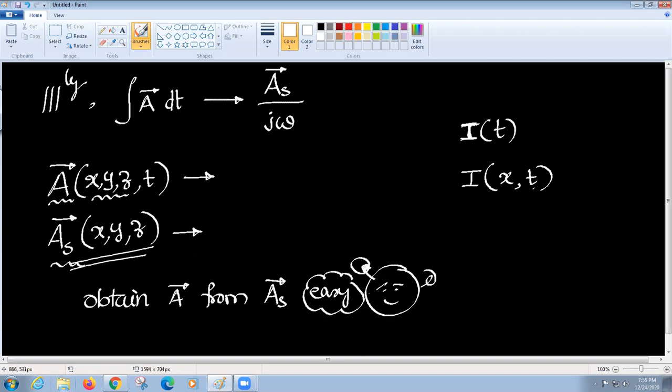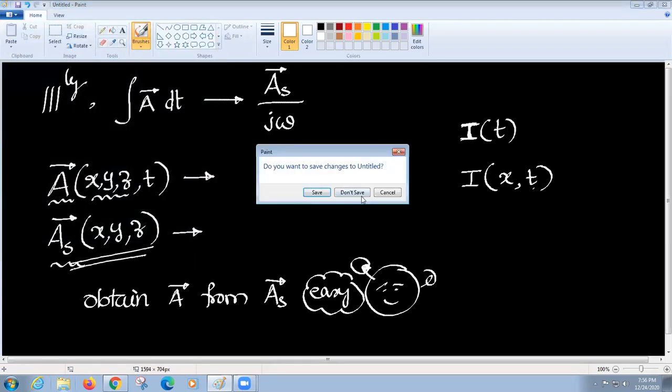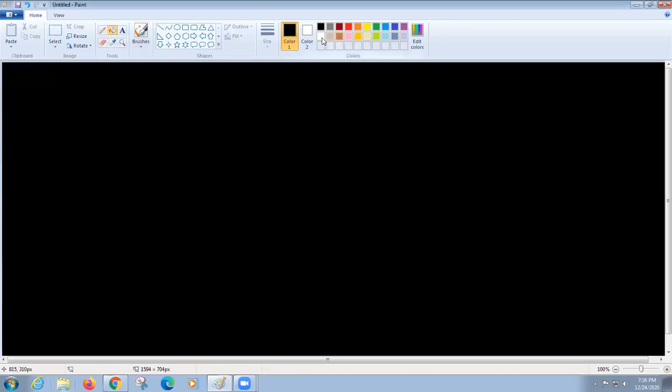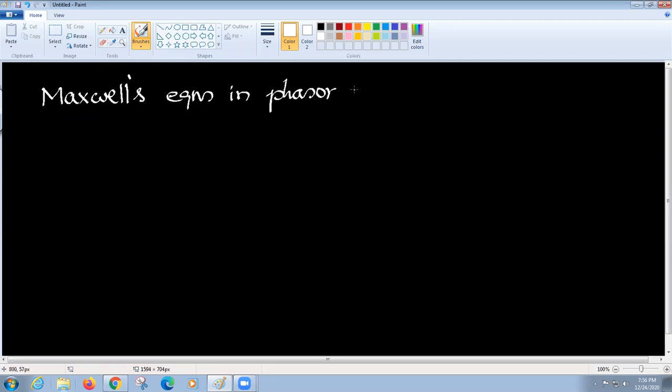So now, slowly we will creep on to Maxwell's equations and we will see their Phasor forms. Sorry, I have a little throat pain. I need to take some water in the middle. I'm just doing that. So now it's time to understand Maxwell's equations in Phasor form.